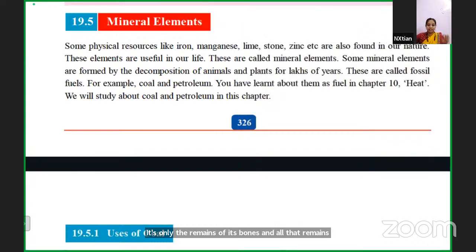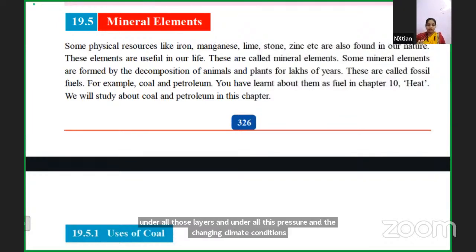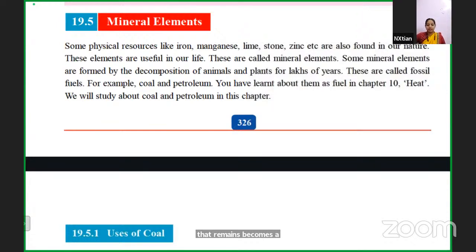So now this remains of that dead animal, when the wind blows and due to the various climatic changes that take place, layers and layers of soil start to accumulate on that dead remain. When these layers have accumulated upon it, there is pressure created on it. And under all those layers, all this pressure and the changing climatic conditions, that remain becomes a fossil, that remain becomes fossil fuels. All right, this is how fossil fuels are created.